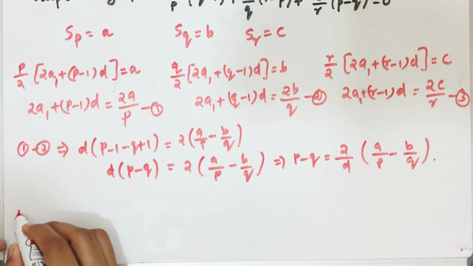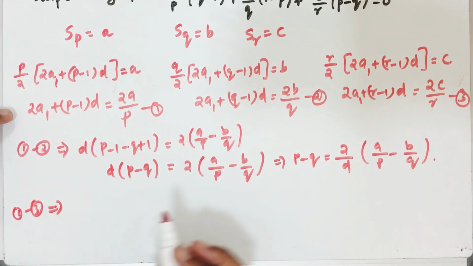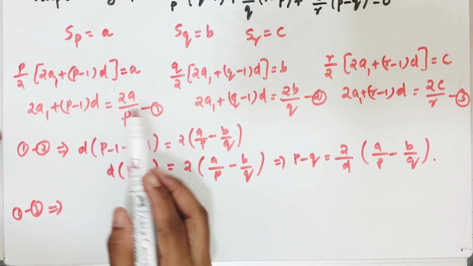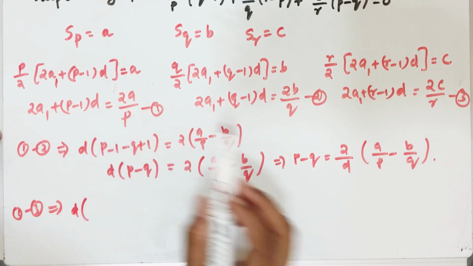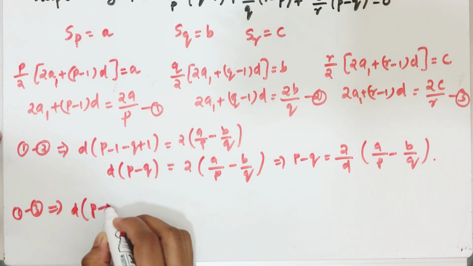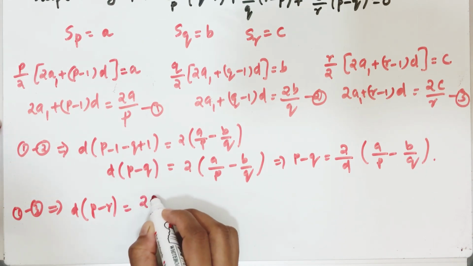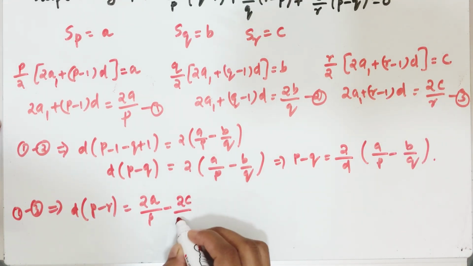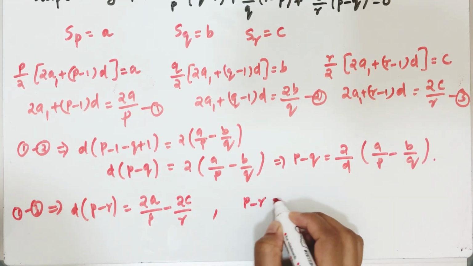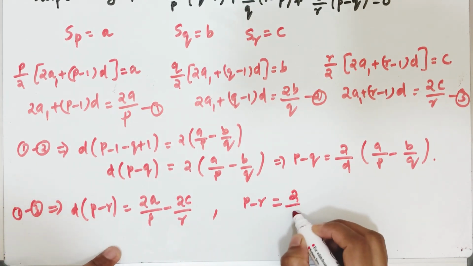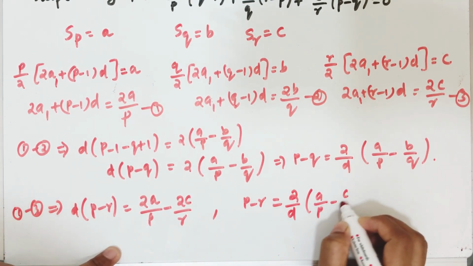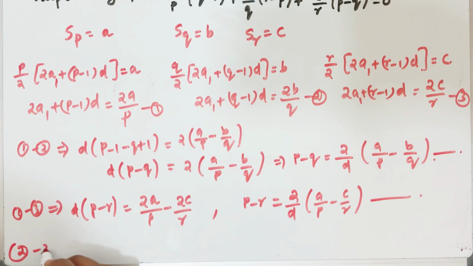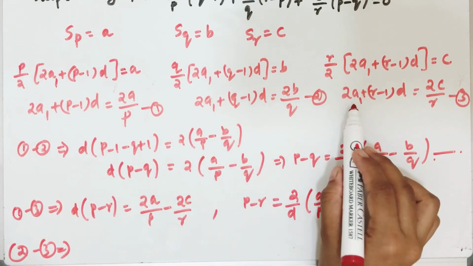Now 1 minus 3. 1 minus 3 implies 2A1 minus 2A1 is 0. D into P minus 1 minus of R minus 1, that is D into minus 1 plus 1 equal to 0, P minus R. D into P minus R is equal to 2A by P minus 2C by R. Or we get P minus R is equal to 2 by D into A by P minus C by R. So we have this one.